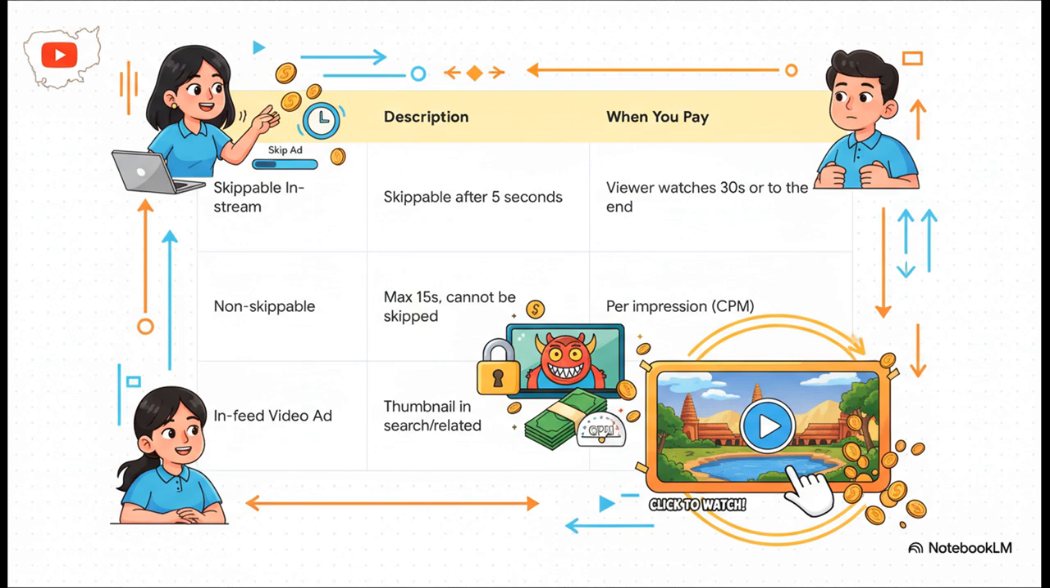Next, non-skippable ads. These are those short 15-second max ads you can't get away from. For those, you pay for every impression. And finally, in-feed ads. These are the ones that pop up as a thumbnail in search results or next to related videos. And for these, you only pay when somebody actually clicks on it to watch.